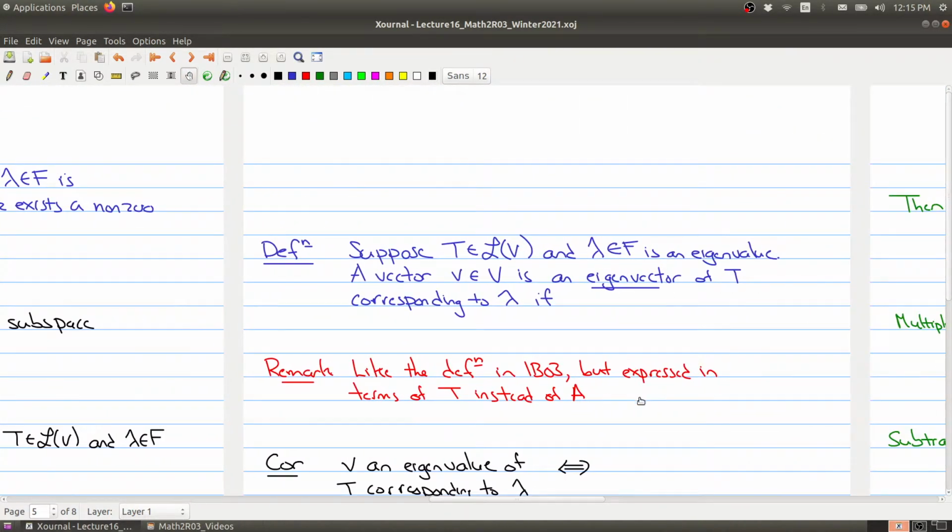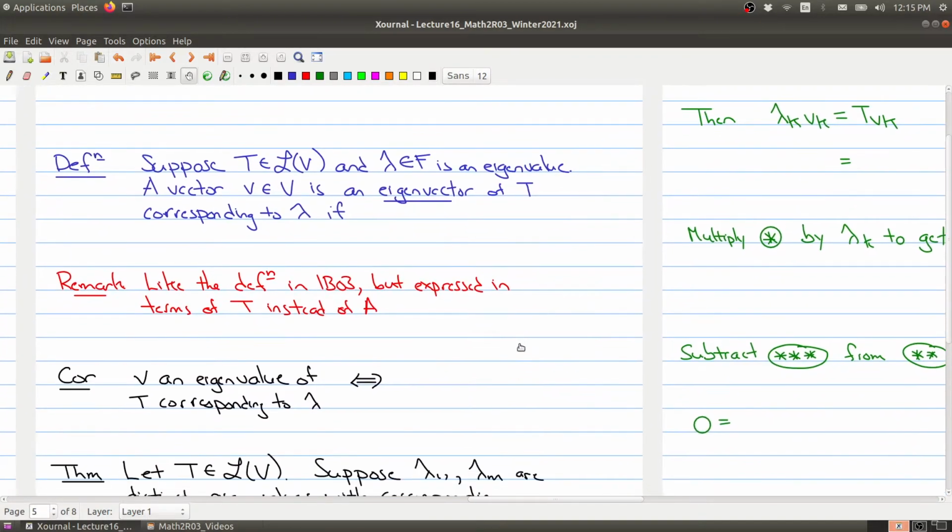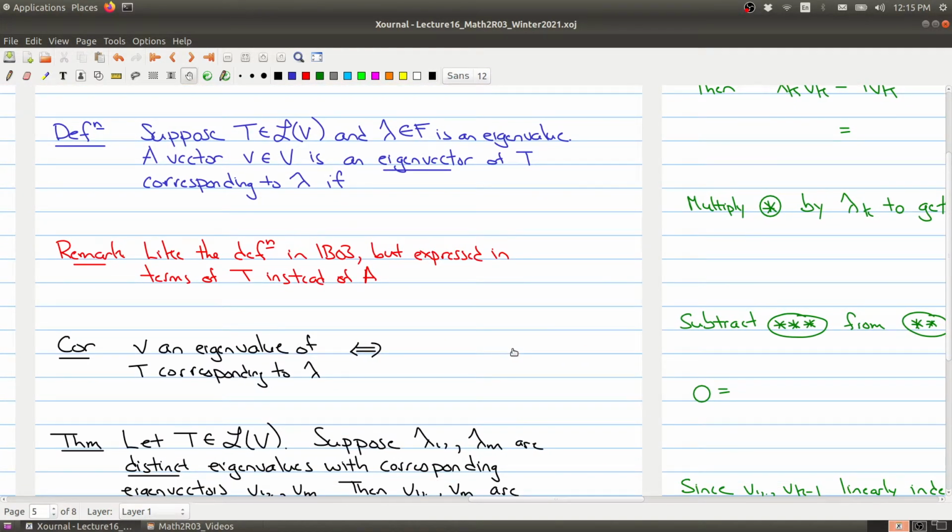And we also want the notion of an eigenvector for an arbitrary linear operator. As you might expect, once you have an eigenvalue, the eigenvector is the vector that corresponds to that eigenvalue. So let's formally write that out. Suppose T is a linear operator and lambda is an eigenvalue. A vector v is an eigenvector of T corresponding to the eigenvalue lambda if v is not 0 and Tv is equal to lambda times v.